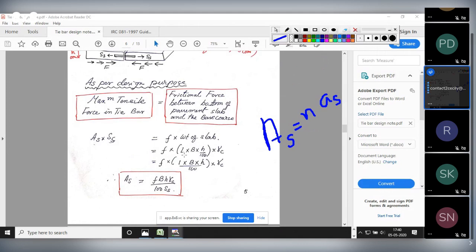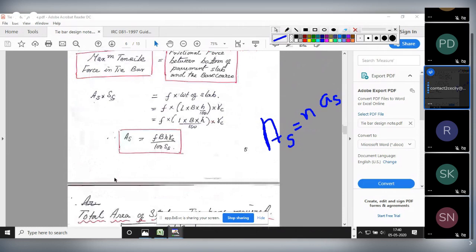So length is in meter, b is in meter. So we have to convert this also in meter, so it is divided by 100. So this is your frictional force. So equate these two, we will get the capital S. Clear? We got the capital A's formula.